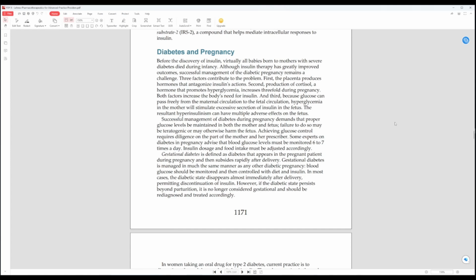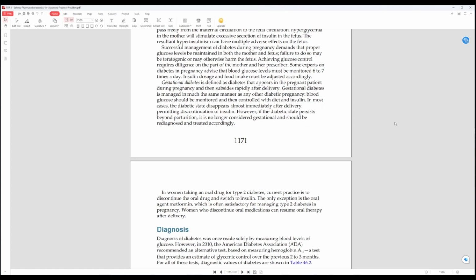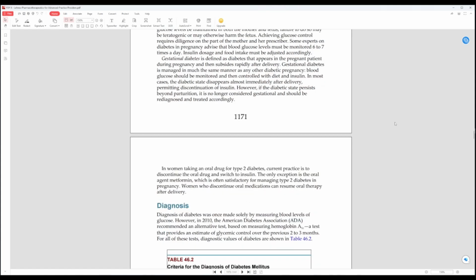Gestational diabetes is defined as diabetes that appears in the pregnant patient during pregnancy and then subsides rapidly after delivery. Gestational diabetes is managed in much the same manner as any other diabetic pregnancy. Blood glucose should be monitored and then controlled with diet and insulin. In most cases, the diabetic state disappears almost immediately after delivery, permitting discontinuation of insulin. However, if the diabetic state persists beyond parturition, it is no longer considered gestational and should be re-diagnosed and treated accordingly.